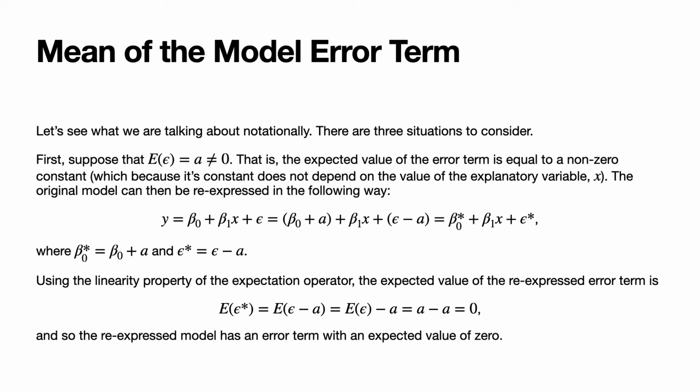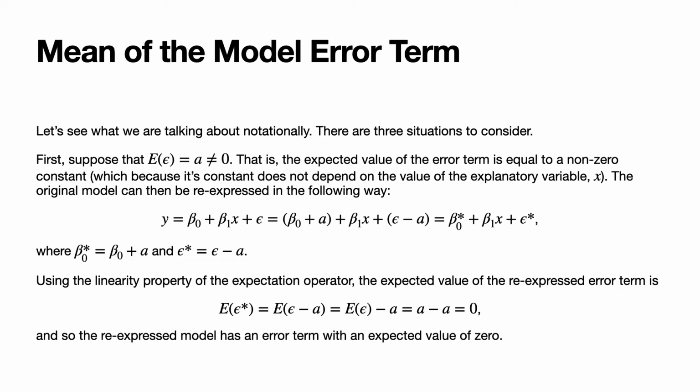Let's see what we're talking about notationally. There are 3 situations to consider. First, suppose that the expected value of epsilon is equal to some non-zero constant, which we'll denote by a. That is, the expected value of the error term is equal to a non-zero constant, which, because it's constant, does not depend on the value of the explanatory variable x. The original model can then be re-expressed in the following way.